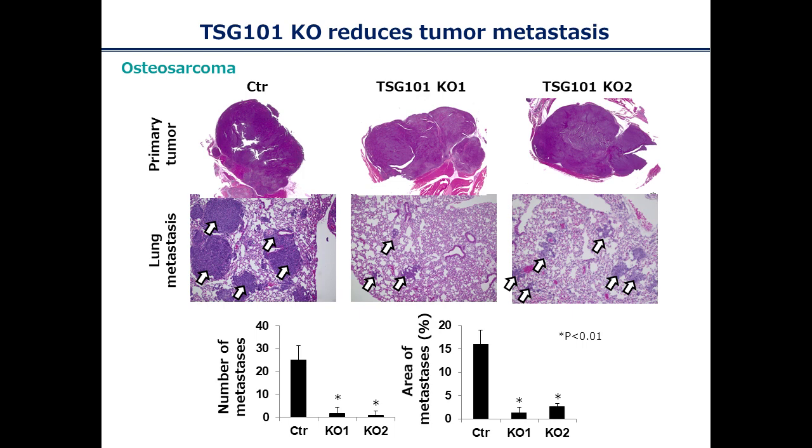As you can see, TSG-101 knockout did not affect the growth of the primary tumor cells both in vivo and in vitro. However, the occurrence of lung metastasis was dramatically reduced by TSG-101 knockout, proving that tumor-derived exosomes actually promote tumor metastasis by a loss-of-function experiment.